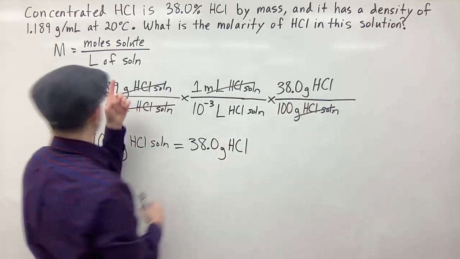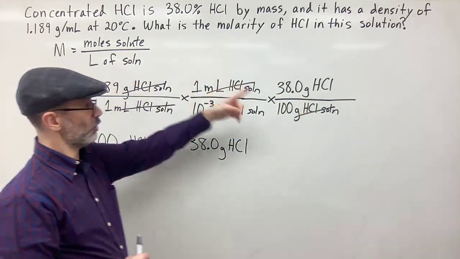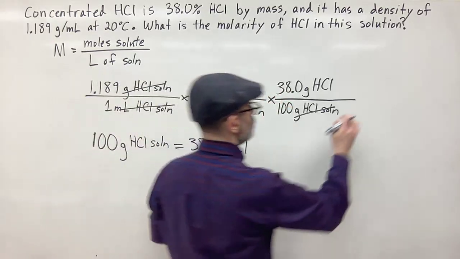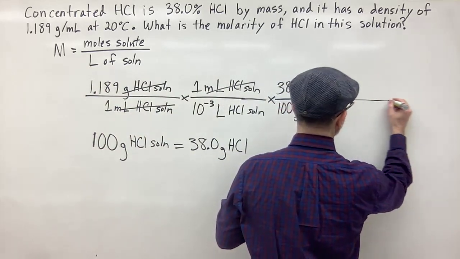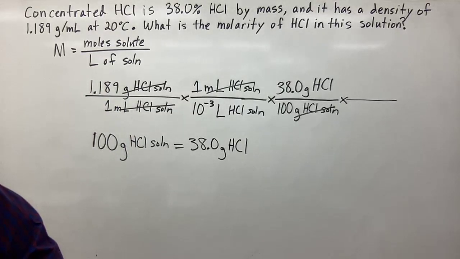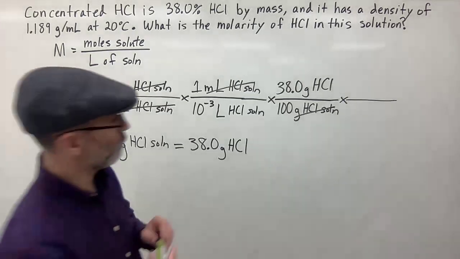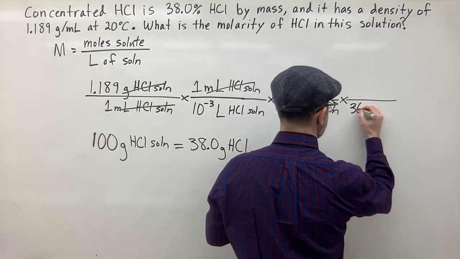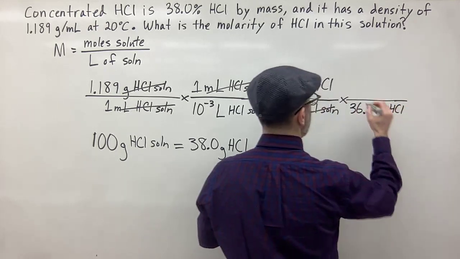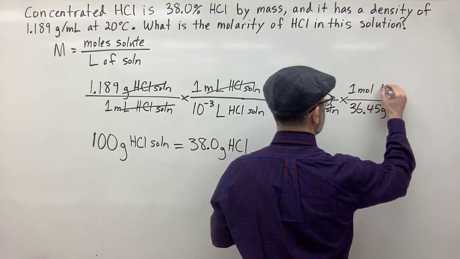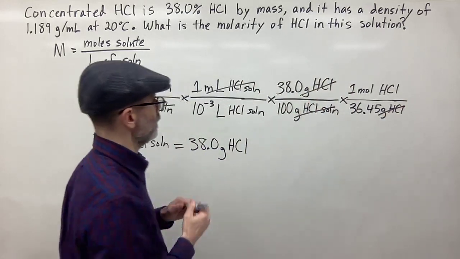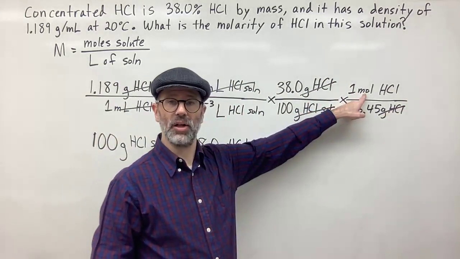But I don't want grams, I want moles of the solute. My solute is HCl, so I need to use the molar mass of HCl to convert to moles. So let's do that. I look up the molar mass of HCl, and it's 36.45. So I put 36.45 grams of HCl on the bottom and 1 mole of HCl on top. Now the grams of HCl cancel out, and now I have my moles of HCl on top.